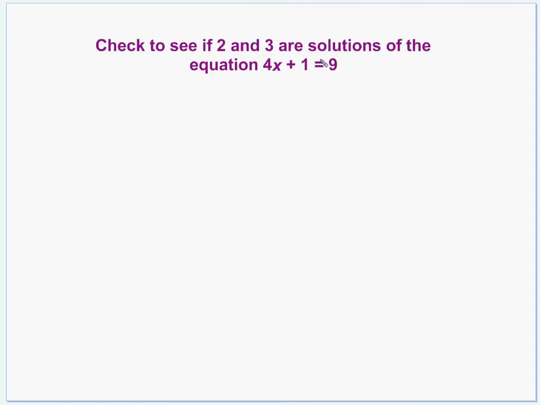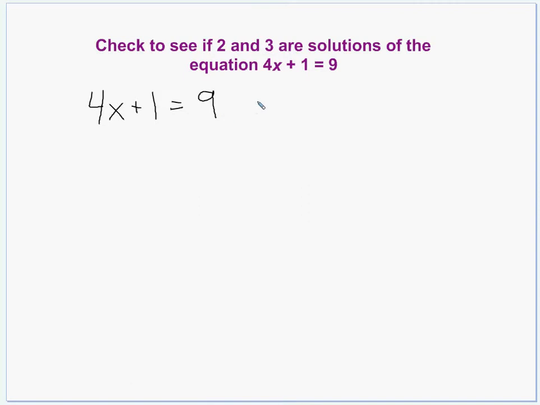Now here we have an equal sign in the middle, so they're saying that's equal to each other. So these are the steps you're going to use to check to see if these are solutions. Okay, first I'm going to write. We're going to do just like we learned before. Write, substitute, simplify. Okay, so I have 4x plus 1 equals 9.